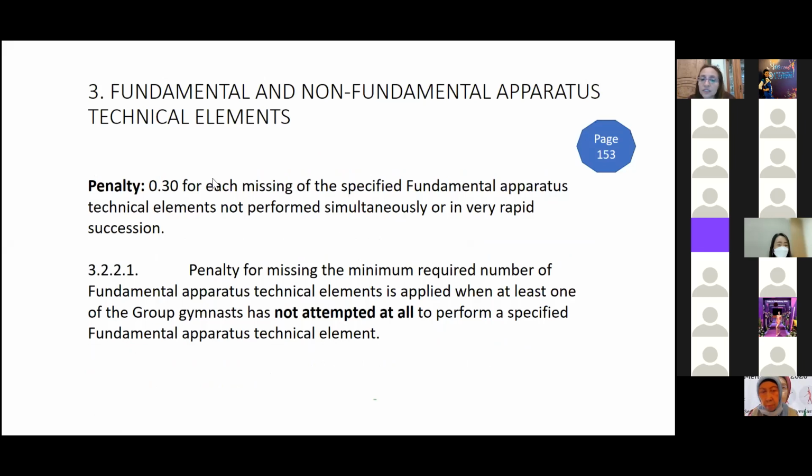Penalty for missing the minimum required number of fundamental apparatus technical elements is applied when at least one of the group gymnasts has not attempted at all. It means that she didn't even try to perform the specified fundamental apparatus technical element.